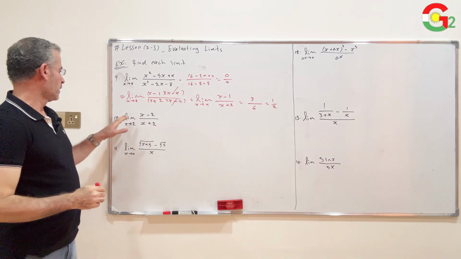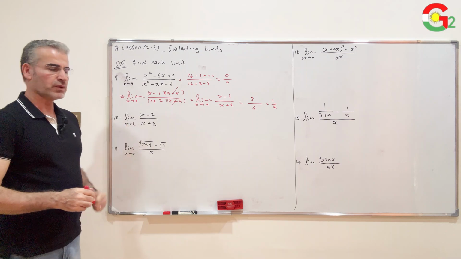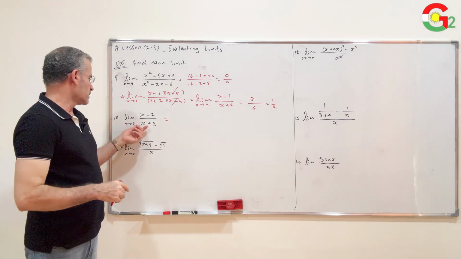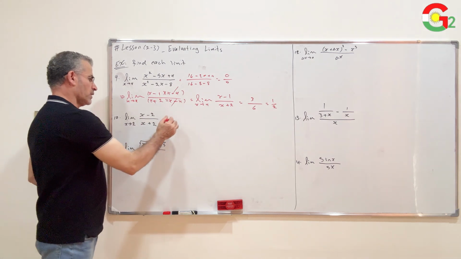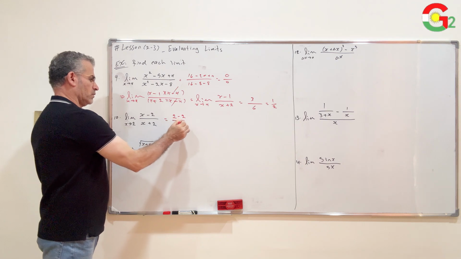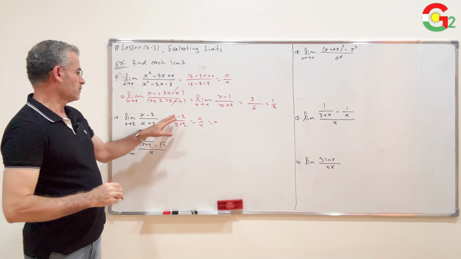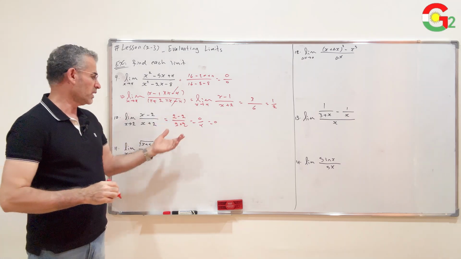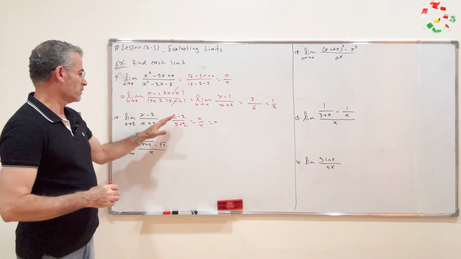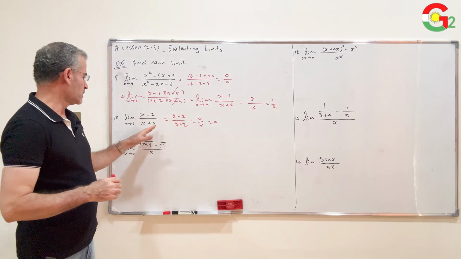Number 10. Find the limit of x minus 2 over x plus 2 when x approaches 2. Since the denominator is not 0 when we substitute every x with 2, I will directly substitute: 2 minus 2 over 2 plus 2 equals 0 over 4 equals 0. It doesn't matter if the numerator becomes 0, but the denominator should not be 0, because we cannot divide by 0, and dividing by 0 is undefined.